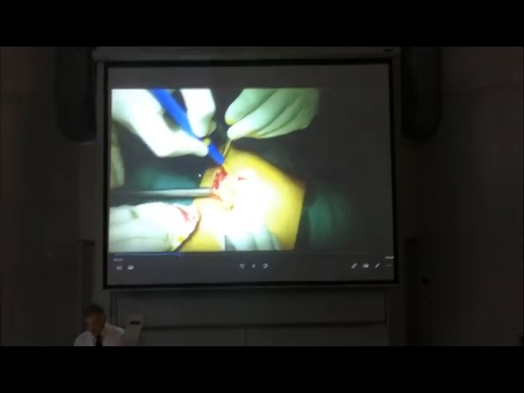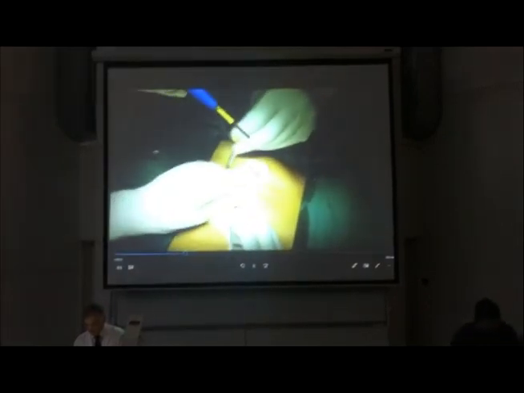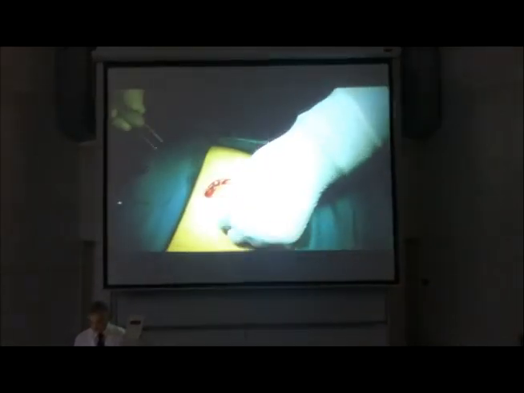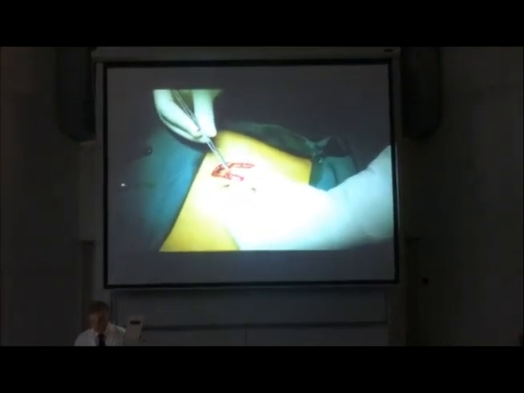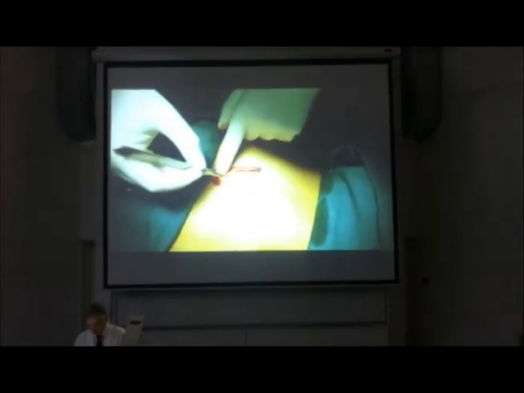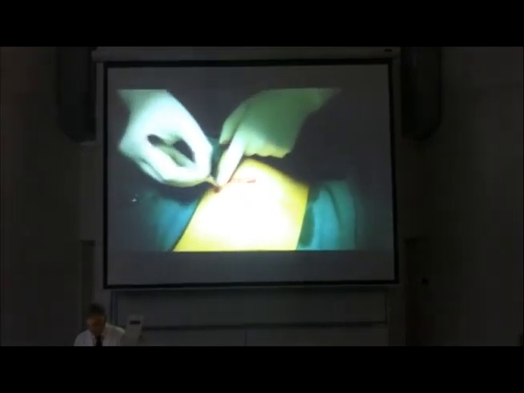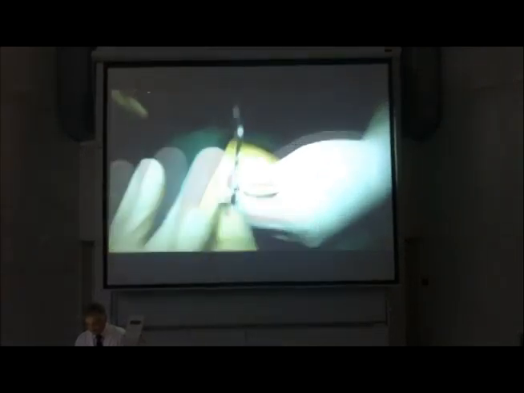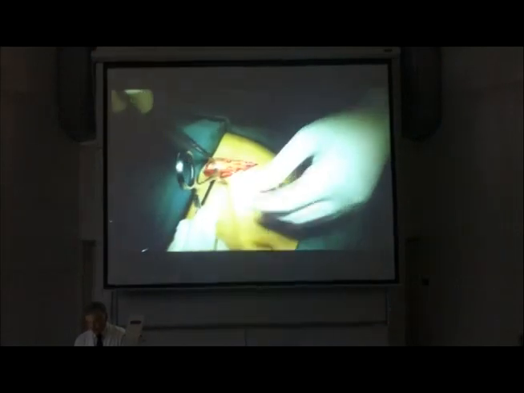And then the surgeon reaches the white area here, which is what? Scarpa's fascia. Now, he is holding the inferior epigastric artery and vein. Now, a hole in Scarpa's fascia, expanding the hole.